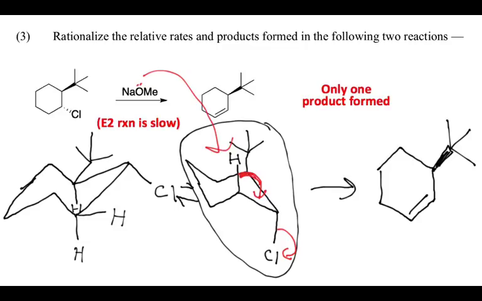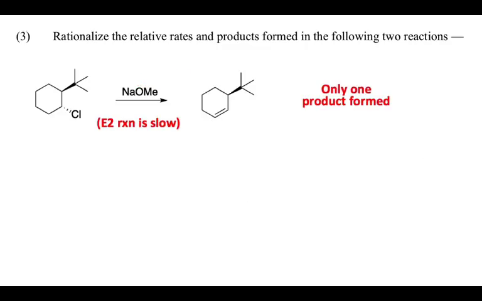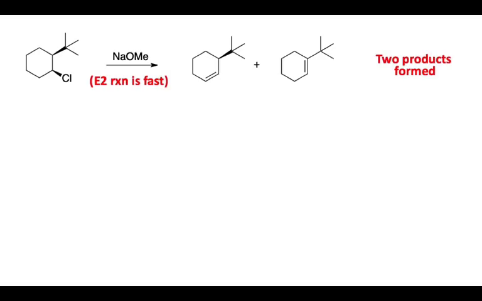Okay, so let's continue here. Click on the next one. So this one forms two products, and the E2 reaction is fast now. So see if you can draw the chair and rationalize it. Same as the one before, it's just you have to kind of work for it.